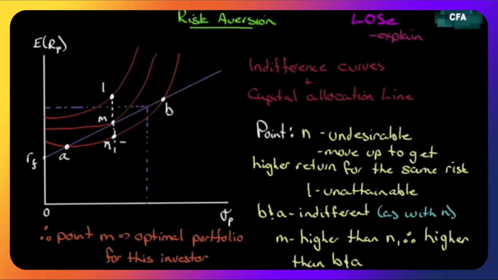Let's start with point N way down here. This is an undesirable place to be. Why? Because we can move up to the capital allocation line. We can afford this, but we can afford to do better. We can move up to the capital allocation line without increasing our risk, but we will increase our return. Move up to get higher return for the same risk. So N, we can say, well, we don't like N. We want to be on the capital allocation line. So N is undesirable. What about L? Well, L is unattainable. It's way off the capital allocation line, so we can ignore that.